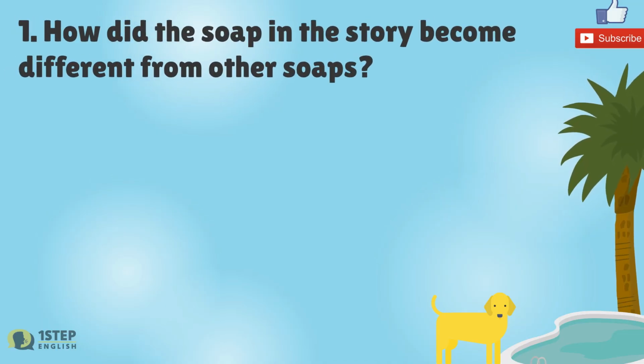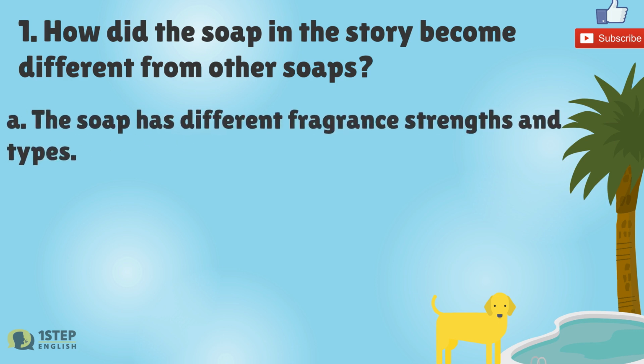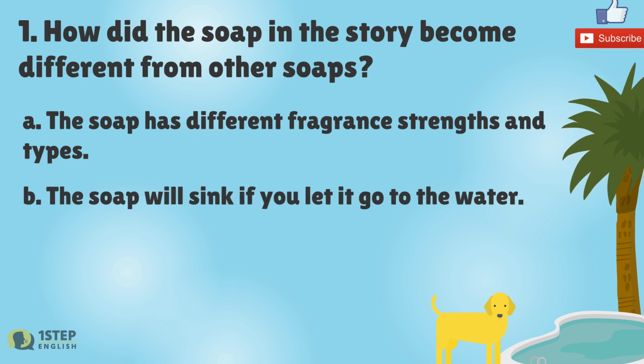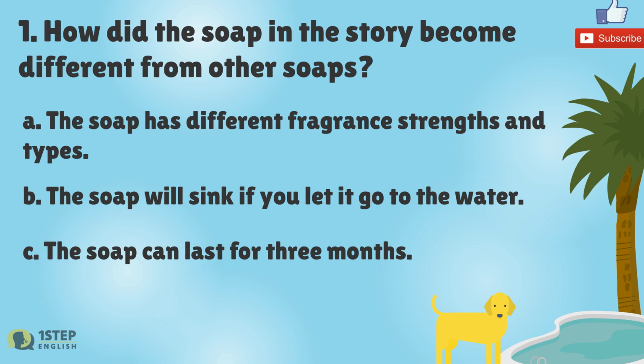Number 1. How did the soap in the story become different from other soaps? Letter A. The soap has different fragrance strengths and types. Letter B. The soap will sink if you let it go to the water. Letter C. The soap can last for 3 months. The correct answer is letter B. The soap is different from other soaps because it will sink if you let it go to the water.